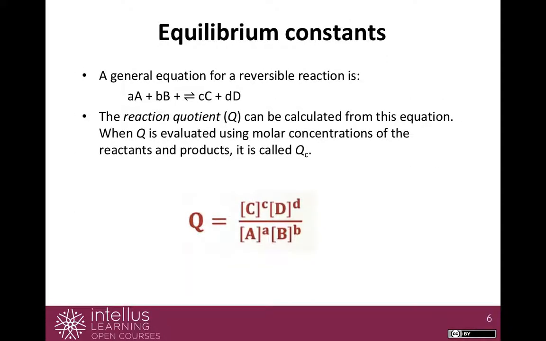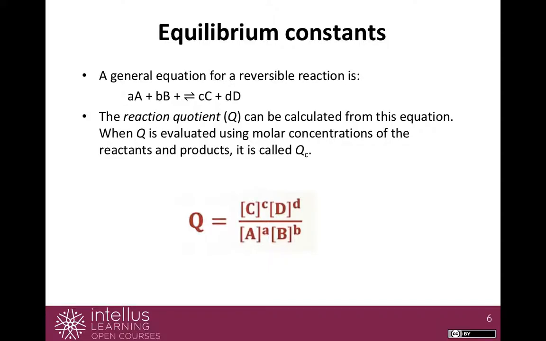So in general, if we have A plus B gives us C plus D, and they've got those coefficients, in kinetics, we cannot use the equation to write the expression, but in equilibrium, we can. So we would raise C to the c power and D to the d power, divided by the concentration of A raised to the a power and the concentration of B raised to the b power, and that would equal Q. And that's the equilibrium constant for this, or reaction quotient for this reaction, and that's QC.